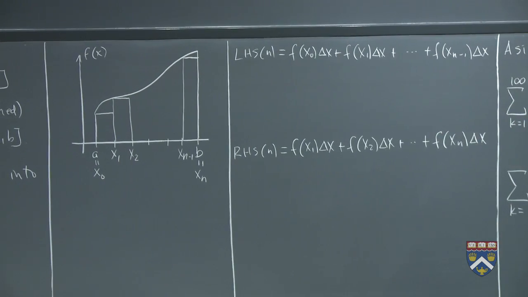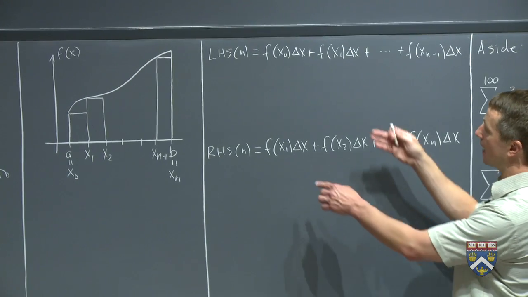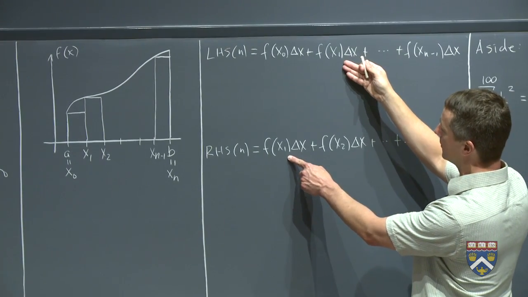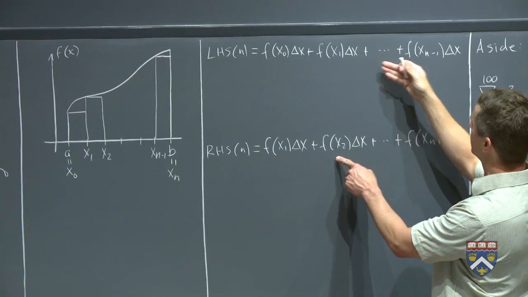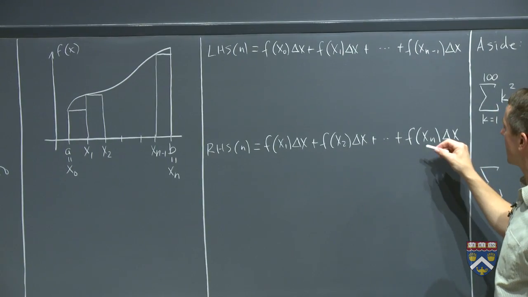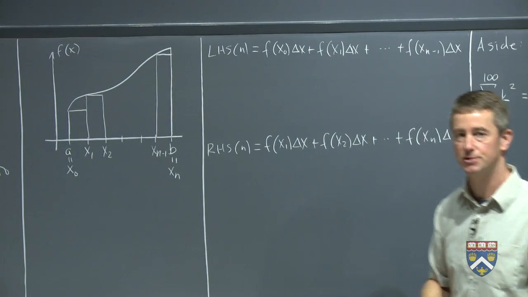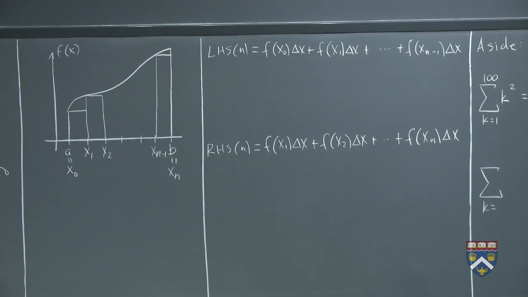And remember, for something that's coming up very shortly, most of these terms are repeats, right? So f of x1 delta x is in both of them. f of x2 delta x is in both of them. f of xn minus 1 delta x is in both of them. The only ones that aren't, this term is in the right-hand sum. This term is in the left-hand sum. Those are the ones that aren't repeats.